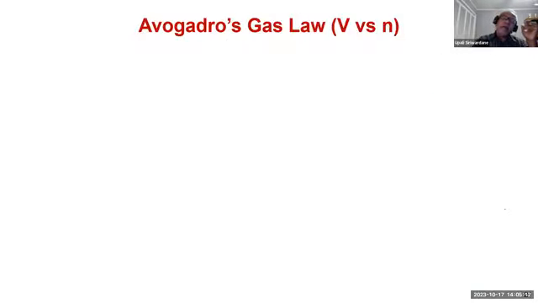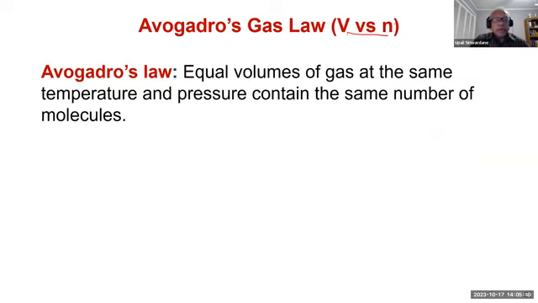I'm going to talk about Avogadro's law. Avogadro's law is when the variables are volume and the amount of gas, moles, with temperature and pressure held constant. From Avogadro's law, you can say equal volumes of a gas at the same temperature and same pressure have the same number of molecules or moles.